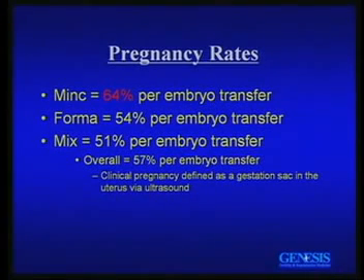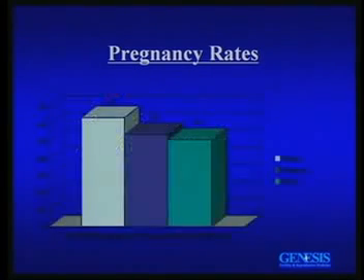The pregnancy rate for the MINC solely incubated was 64% per embryo transfer. The forma was 54%, and then when we had a mix of embryos from both types of incubators, it was 51%, 57% per transfer overall, and those are all clinical pregnancies with the gestational sac. So here's the MINC, here's the forma, and then here's the mix.